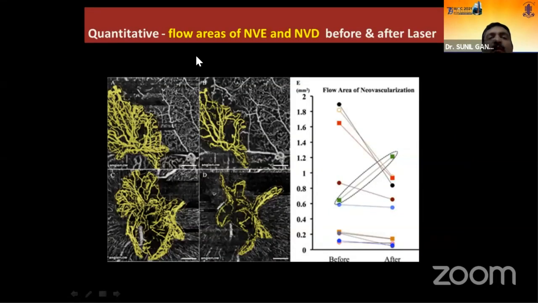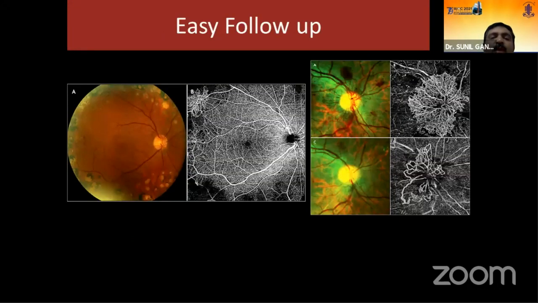In fact, you can quantify the flow area in the NVE and NVD before and after laser treatment, as seen in these patients. So you can follow up the patients very easily pre and post treatment. It is easy to follow up, since it's a non-invasive method. In most patients like PDR and others, we can detect the vascular changes even without injecting contrast dye. So by a non-invasive method, you can easily follow up these patients.